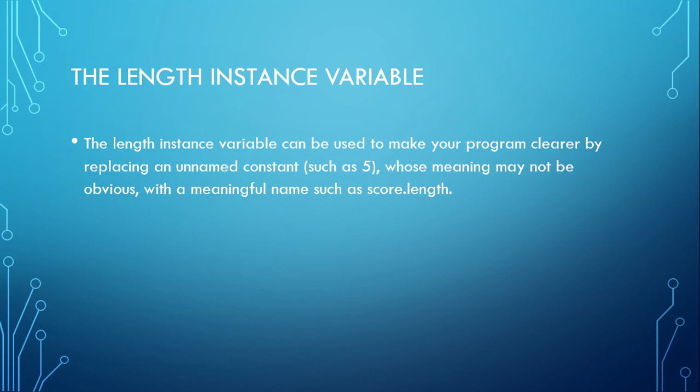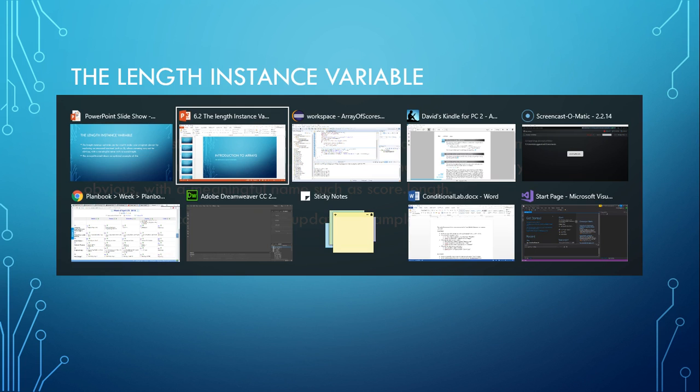Now, the length instance variable can be used to make your program clear by replacing unnamed constants such as 5, whose meaning may not be obvious, with a more meaningful name such as score.length. The ArrayOfScores2 example is updated to show this.